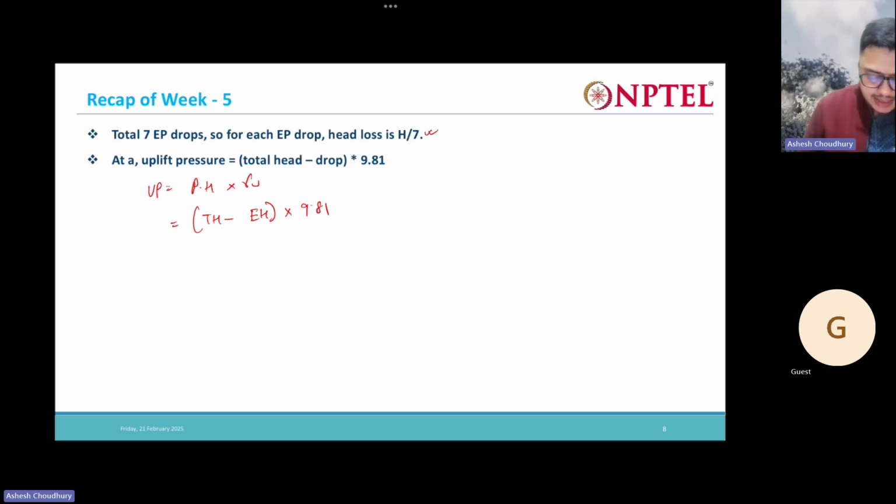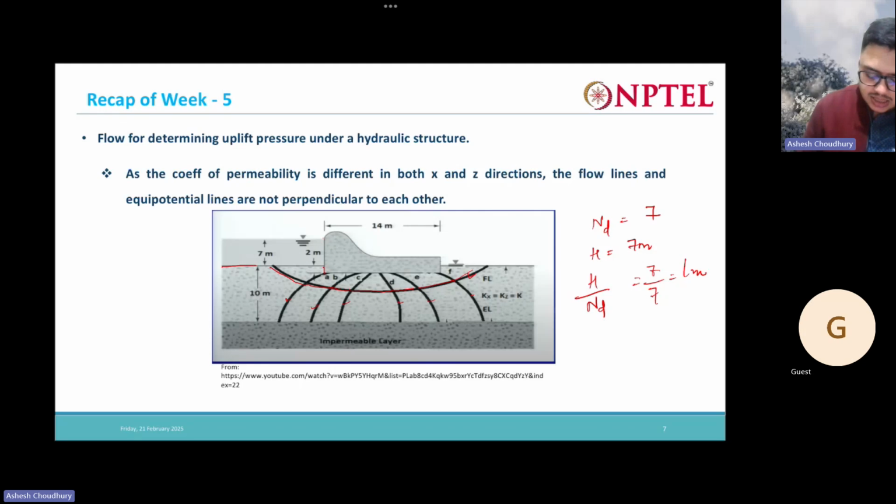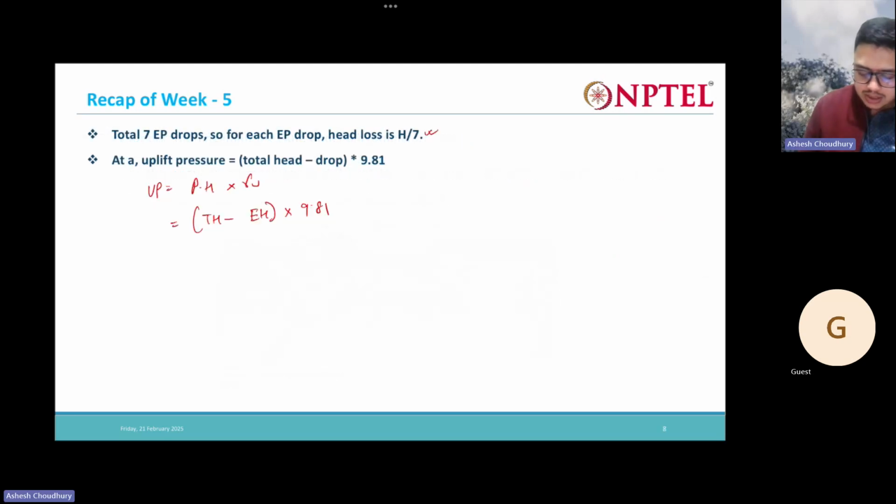Now see, if we take the ground level as the datum, then our total head is 7 at A. Total head minus elevation head.